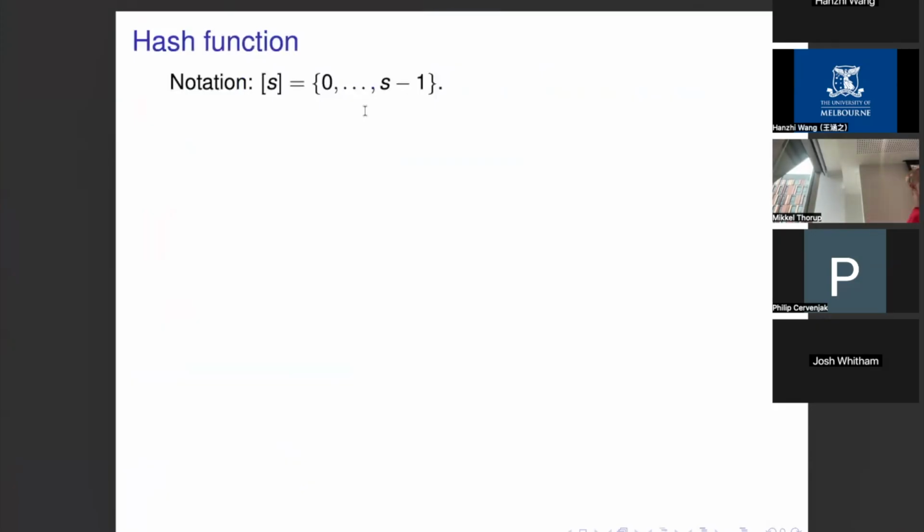Okay, start with a notation, of course. We're using this notation you know from programming languages. You just have that the set S is just a set of smaller numbers. It's also the one you use, the same formalism you use in set theory and stuff.